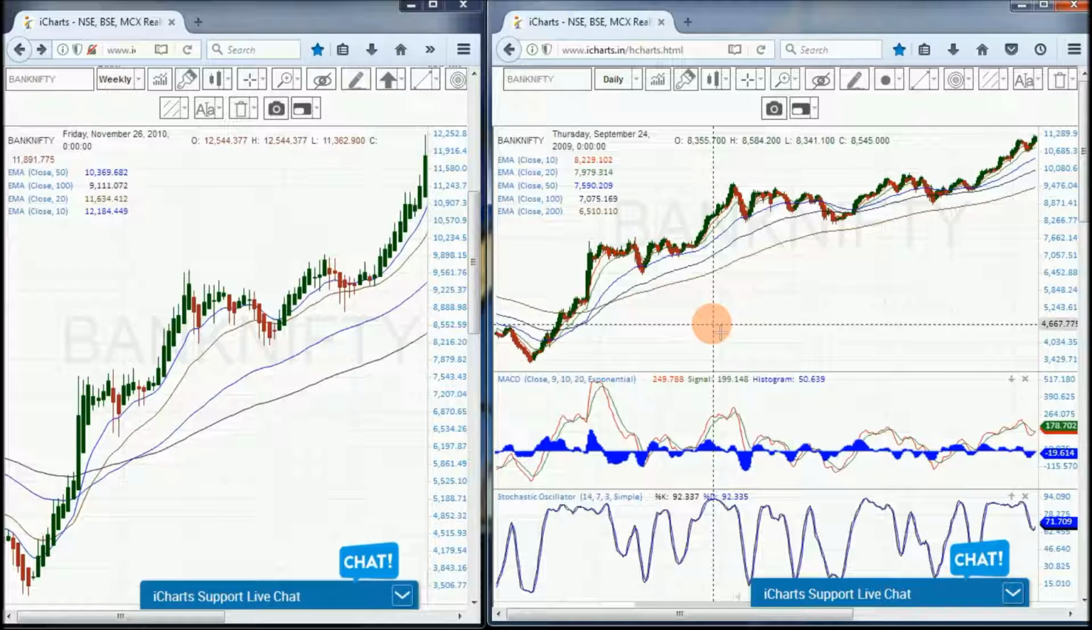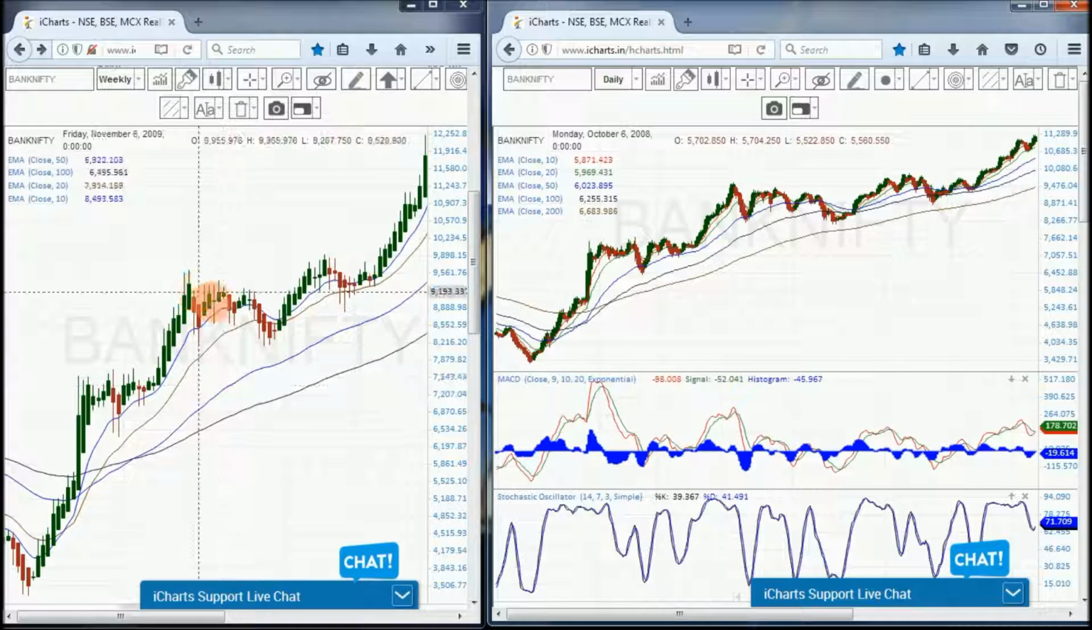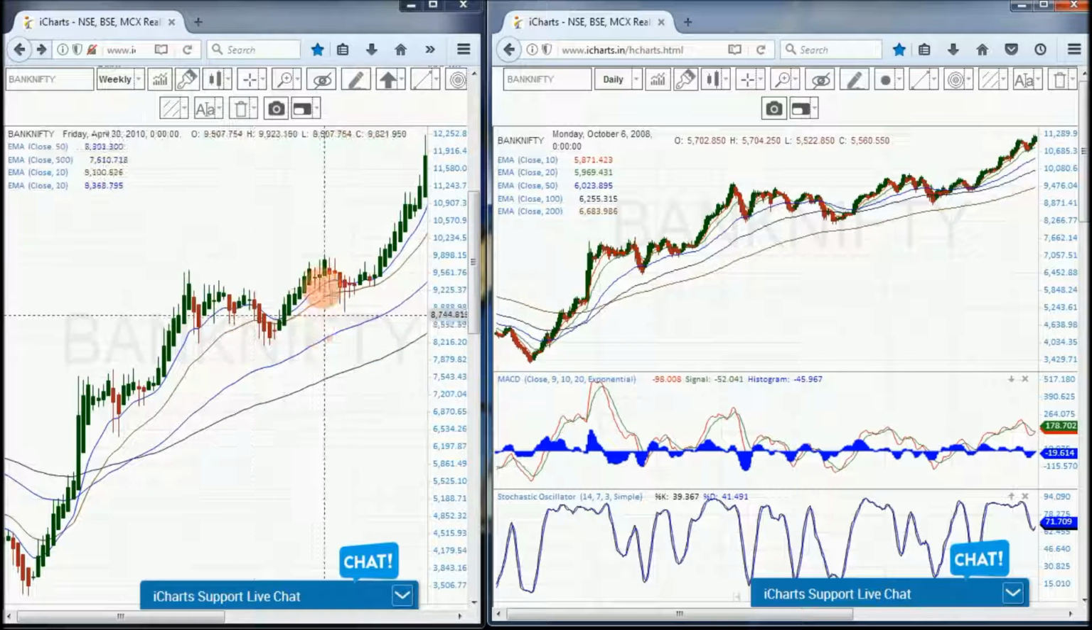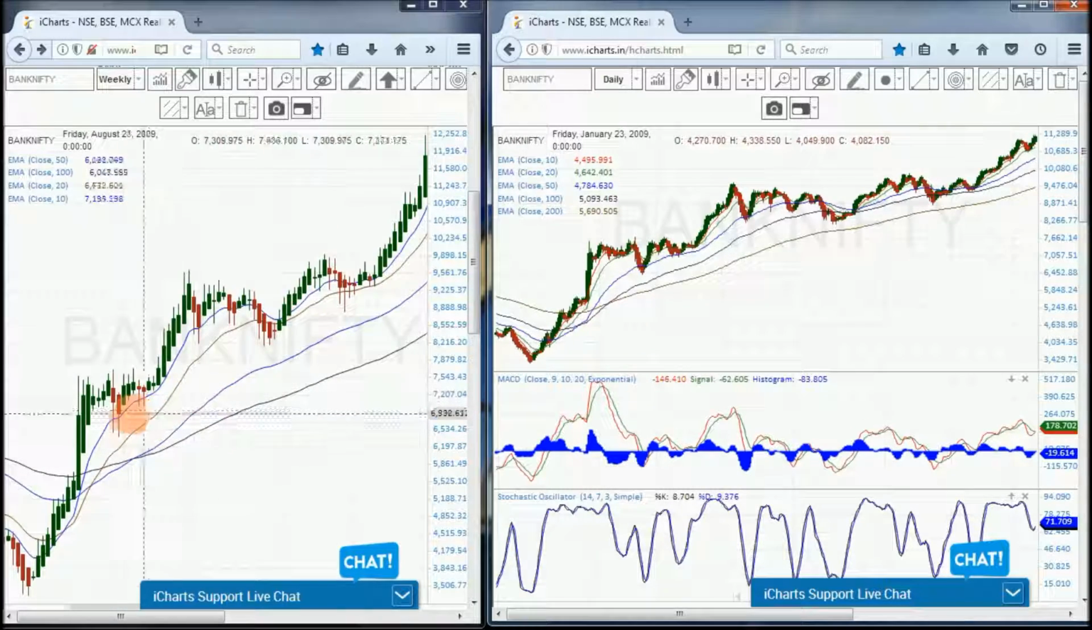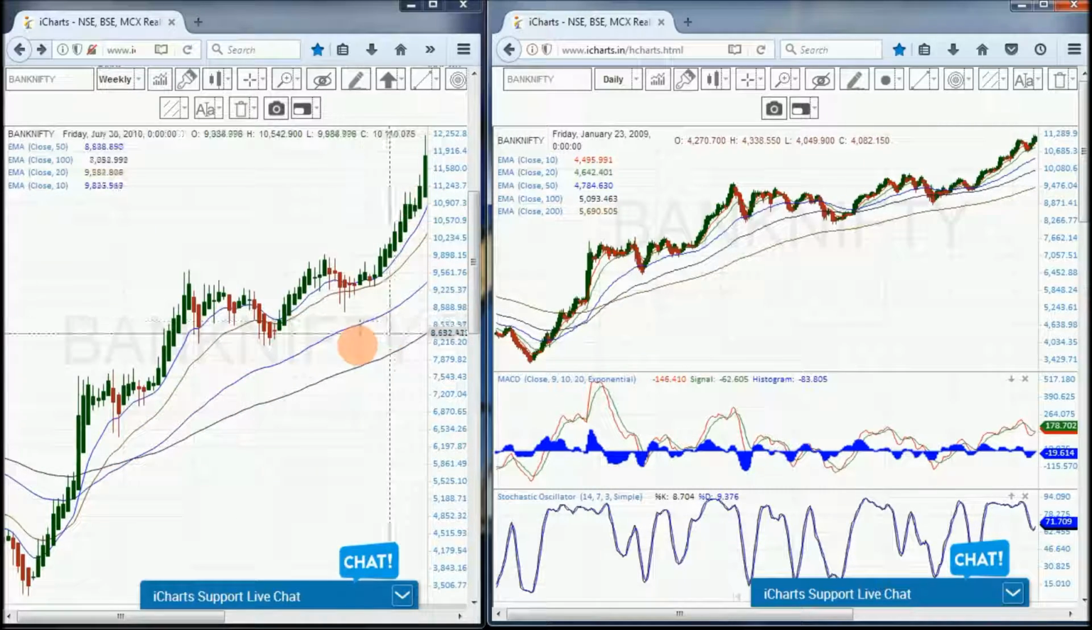Okay guys, so this is one more example that I want to present in front of you, and this chart is of Bank Nifty. So a lot of you might be familiar with it, and this is way back in 2009, 2010. So let me give you a few more examples of what I wanted to say to you. So as you can see, this is a clear uptrend, right?